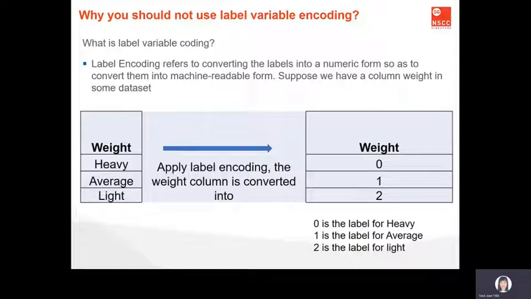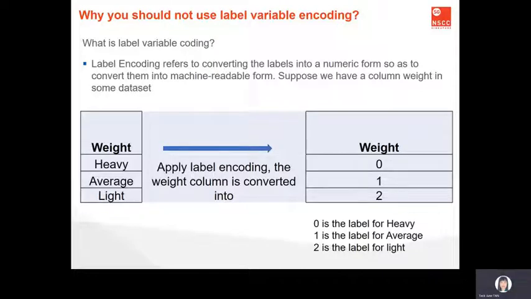You may ask yourself, why don't we use label variable encoding? So what exactly is label variable encoding? Label encoding refers to converting the labels into a numeric form so as to convert them into machine-readable form.